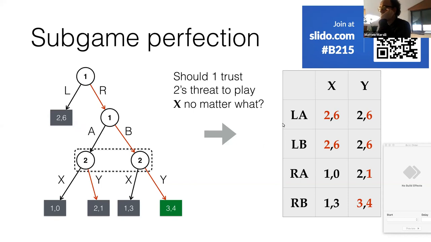So the question is, maybe player 2 should say to player 1, look, I'm going to play X no matter what. No matter what you do, I'm going to play X. And then if player 1 trusts what player 2 is saying, then what he should do is to play LA or LB, or to play L, and then they will get into this Nash equilibrium. So the question is now, do you think that player 1 should trust player 2 or not? I hope the question is clear.